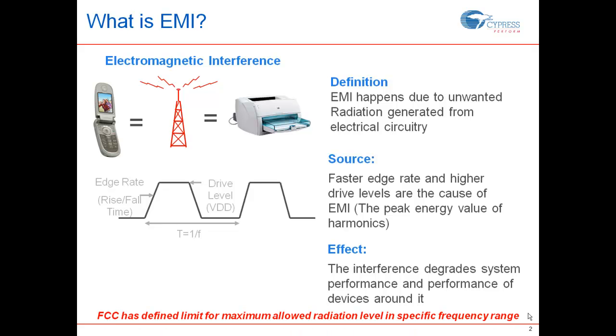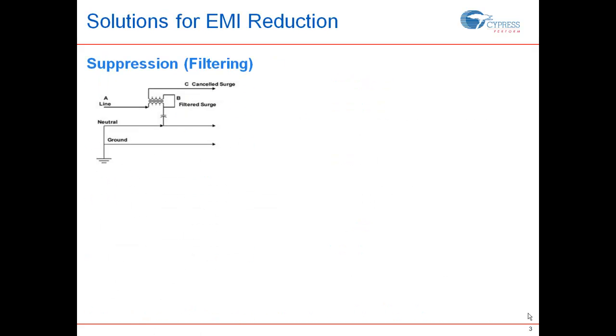To avoid such kind of accident, FCC has defined maximum allowable radiation level in specific range of frequencies. These limitations are defined based on usage and the functioning environment of the equipment. There are three well-known techniques.